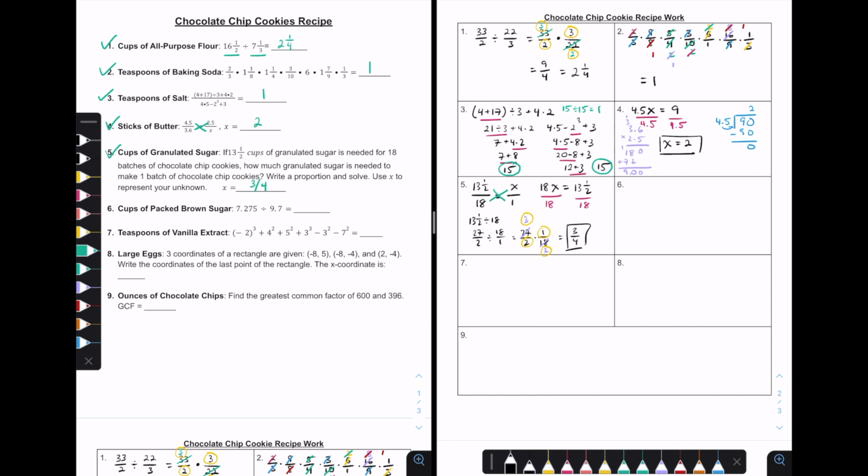All right, number 6, brown sugar. Let's move this decimal over to make it 72.75 and make this 97. So we're going to, in the division house here, make this 97 and 72.75.